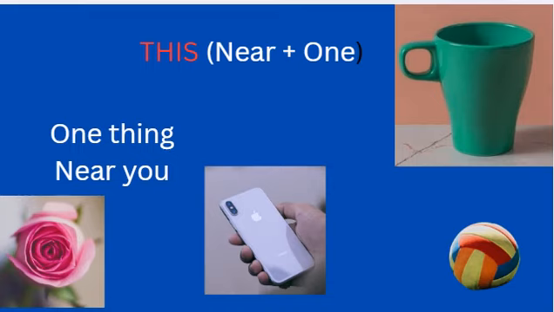The next is a rose, a flower which is near to us and there is only one flower. Next is an iPhone. The phone is also in the hand, that is very near, and there is only one phone there. So we will use this. And next is a ball. The ball is also near and there is only one ball, so we use this.